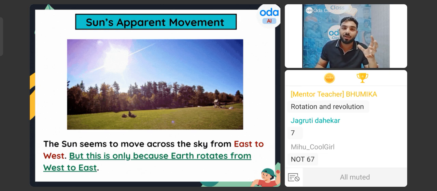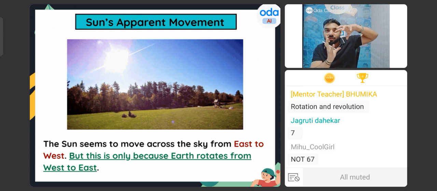In short, क्या हो रहा है? In short, the opposite is happening. In short, the Earth is actually moving from the west to the east, and that's why sun looks like that it is moving from east to the west.